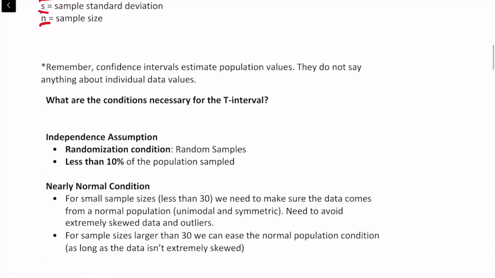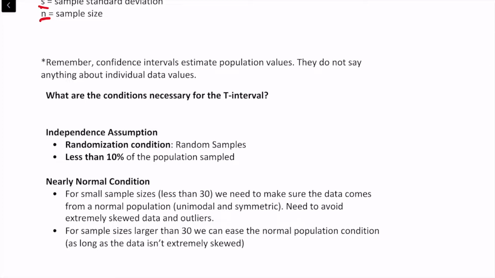Hey, remember, confidence intervals estimate population values. We are estimating an unknown population value. Confidence intervals do not say anything about individual data values. They only estimate a population value. Just keep that in mind.